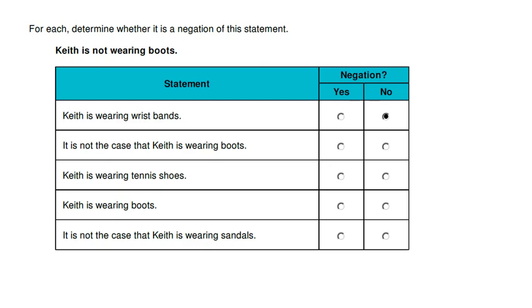It is not the case that Keith is wearing boots. In other words, Keith is not wearing boots. Well, that's the same thing as what we're saying above, right? Saying the same thing. So it can't be a negation. Keith is wearing tennis shoes. Well, again, wearing boots, not wearing boots has nothing to do with wearing tennis shoes.